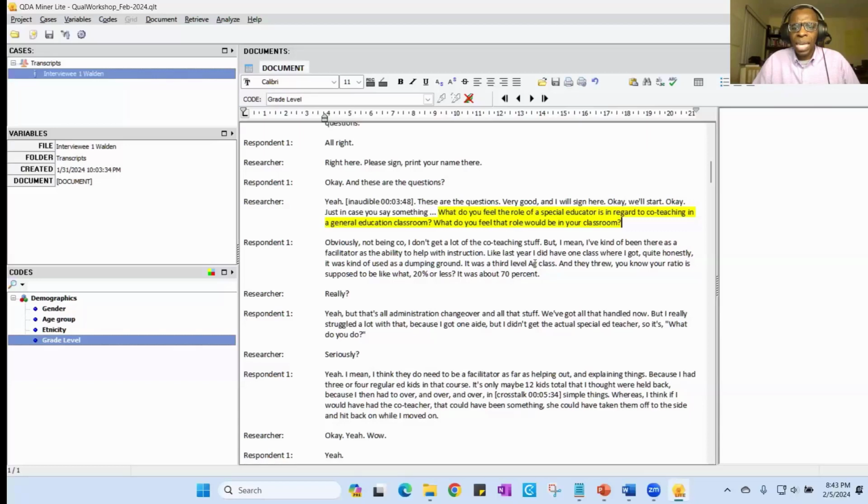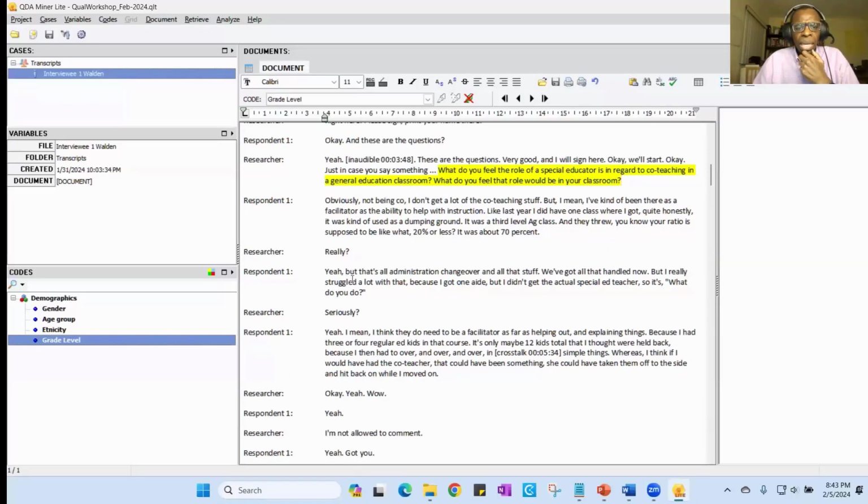I was a third level AG class, and your ratio is supposed to be like what, 20% or less? It was about 70%. Really? Yeah, but that's all administration changeover and all that stuff. We got all that handled now, but I really struggled a lot with that because I got one-sided. But I didn't get the actual special ed teacher, so what do you do?